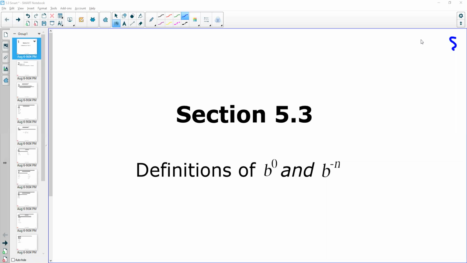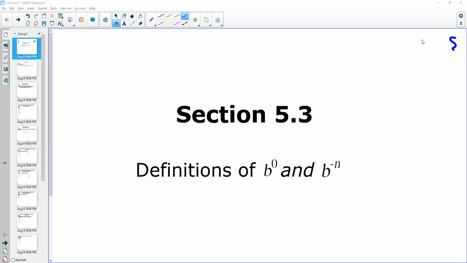Hey everybody, this is the notes for 5.3. This is a really important section. Particularly the b to the negative n is one of the most important things you'll do in this course. It's something that will serve you basically from here forward. If you get it here, it's really important to pick up.